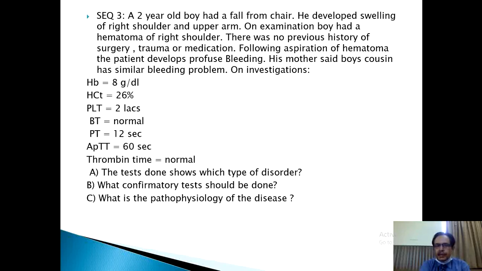On investigations, HB is 8 gram per deciliter, hematocrit is 26%, platelets are 2 lakhs, BT is normal, PT is 12 seconds, APTT is 60 seconds, and thrombin time is normal. The test done shows which type of the disorder, what confirmatory test should be done, what is the pathophysiology of the disease.